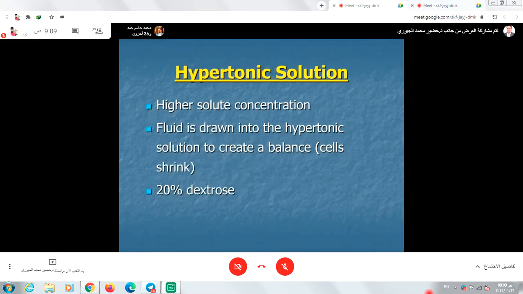While the hypertonic solution, high solute concentration, fluid is drawn into the hypertonic solution to create a balance. Here, this cell will shrink. For example, hypertonic 20% dextrose. This is the second type regarding the tonicity.